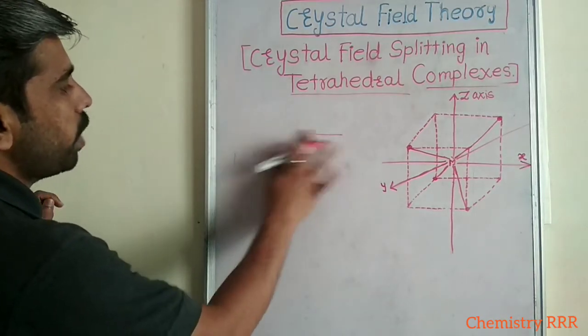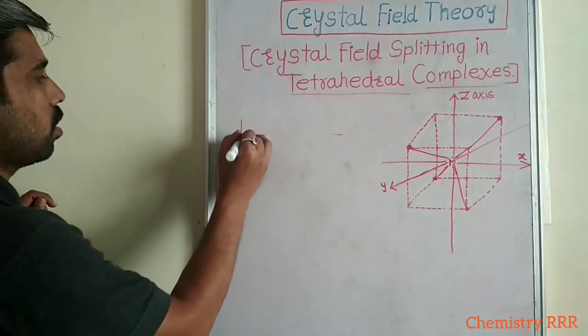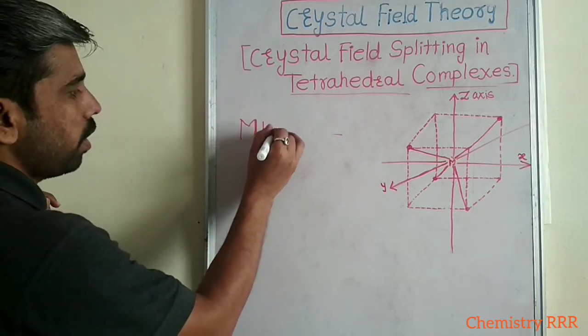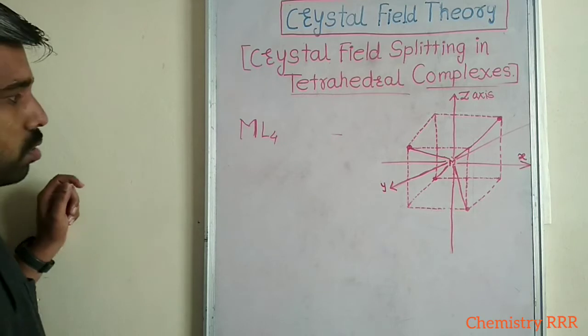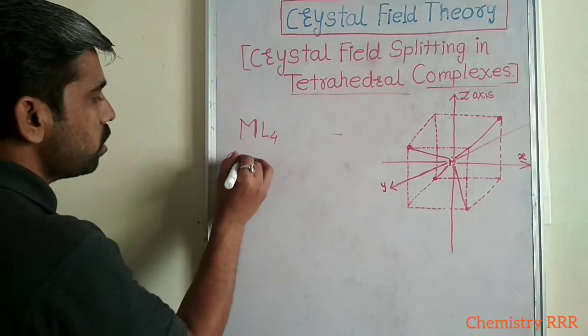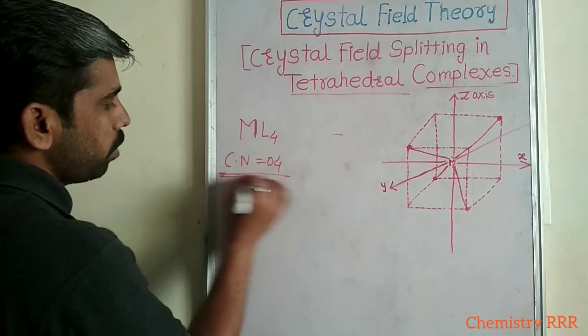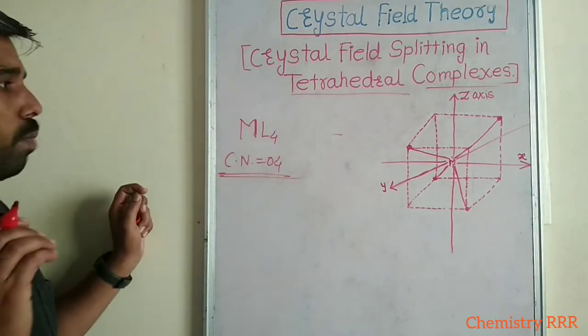Now, in a tetrahedral complex there is a central metal atom and 4 ligands are present. So the coordination number of the central metal atom is 4 in tetrahedral complexes.